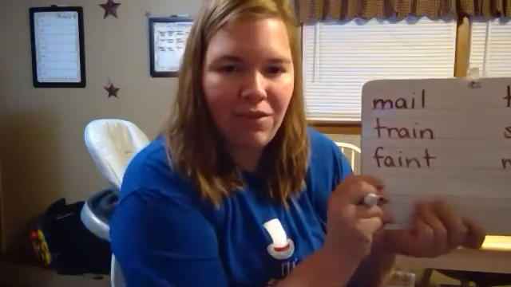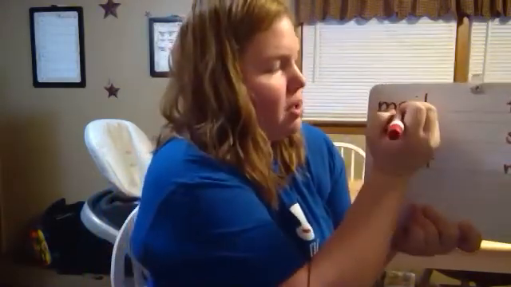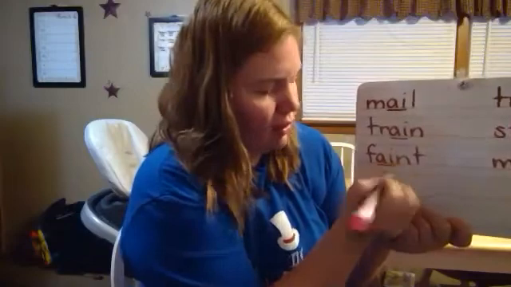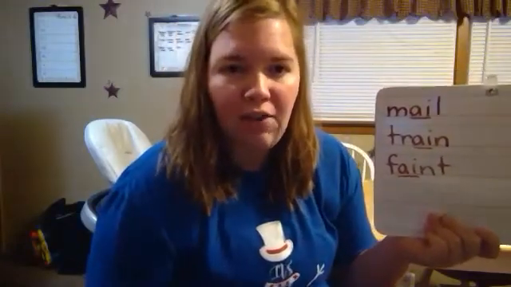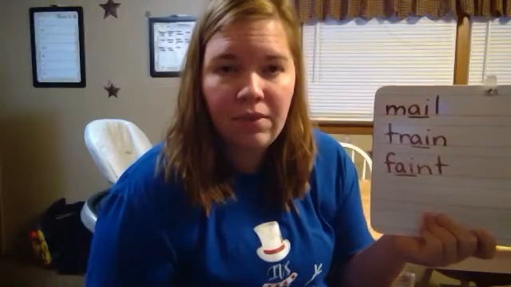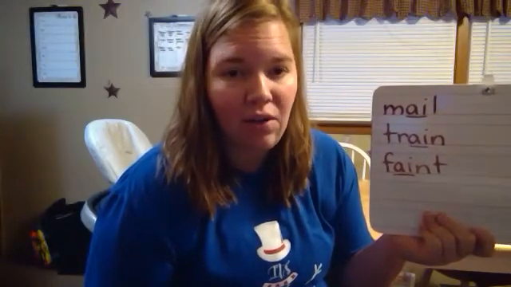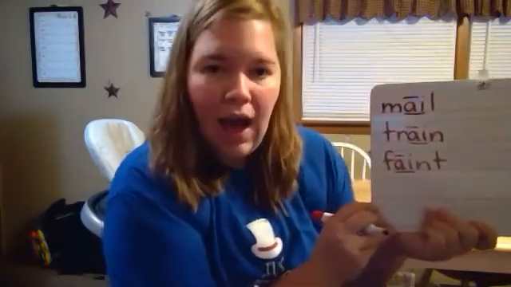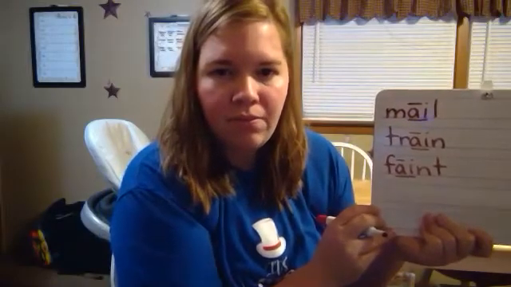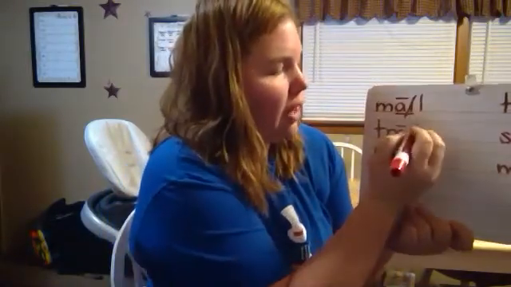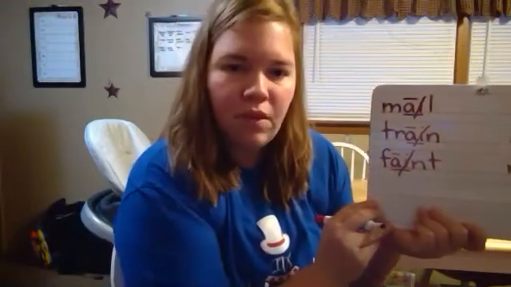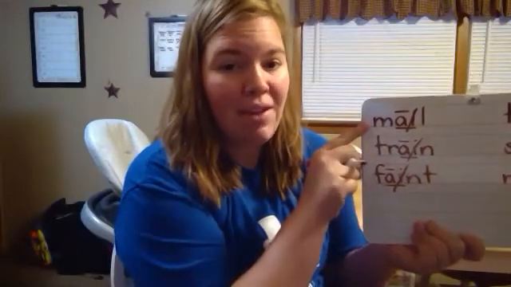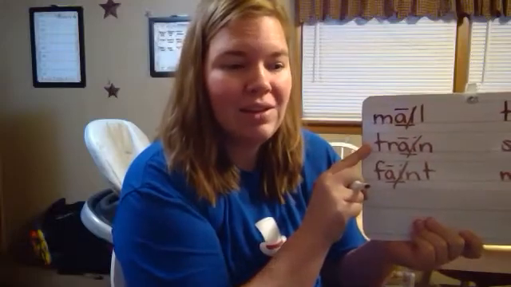How do we code digraphs? We underline them. So digraph AI, digraph AI, and digraph AI. Which letter in the digraph is making the sound? Right, the A. It's making the long sound. So we will code the A with a macron. What about the I? Is it making a sound? No, it's silent. So we're going to cross out the I. So Digraph AI says A, mail, train, faint.